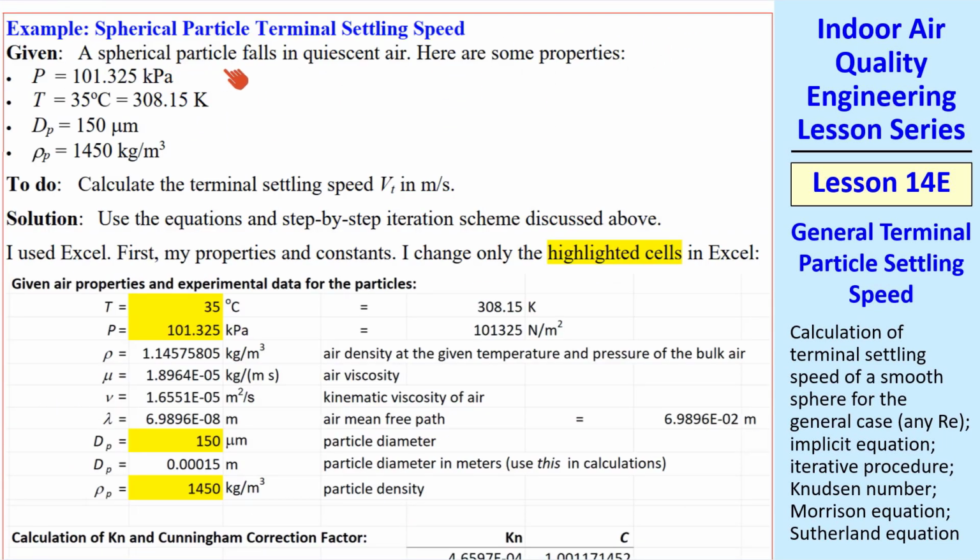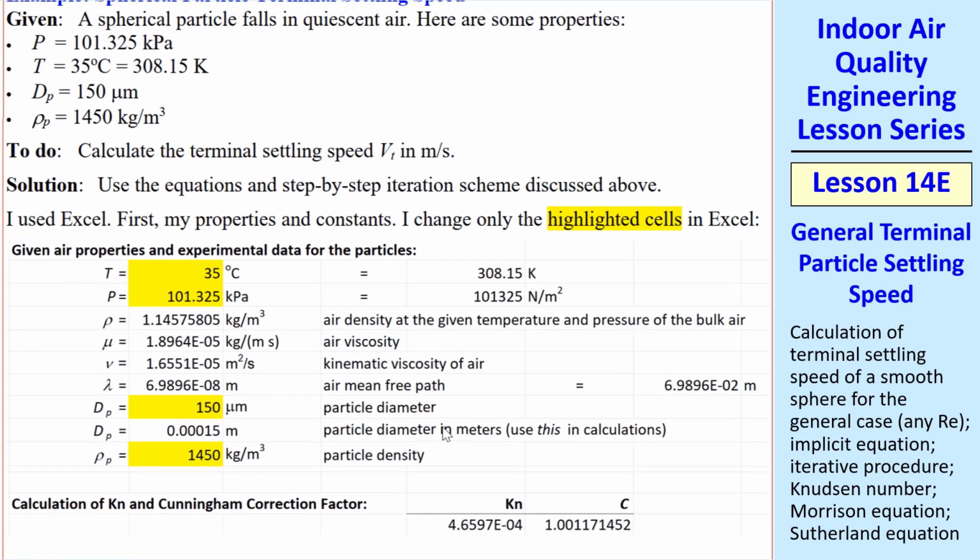We have a spherical particle falling in quiescent air. Here's the pressure and temperature of the air, the particle diameter in microns, and the particle density. We want to calculate terminal settling speed Vt. To solve, we'll use the step-by-step iteration scheme that I just discussed. I used Excel for my calculations. You're welcome to use any software you wish.